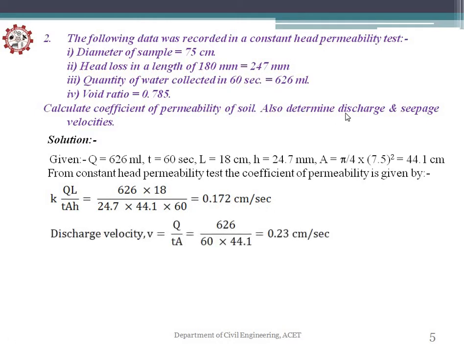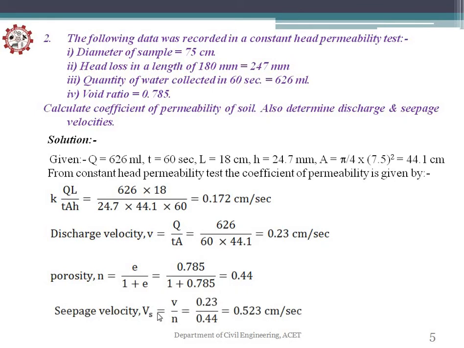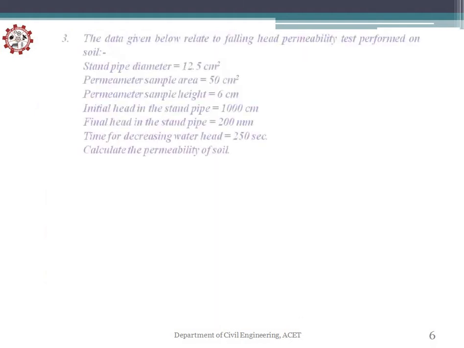Now we need to calculate discharge and seepage velocity. So discharge velocity V will be equal to Q upon TA, that is 0.23 centimeter per second, and porosity N equals E upon 1 plus E. Here directly void ratio is given to you as 0.785. Substituting, it is coming to you as 0.44. Therefore seepage velocity Vs will be V upon N, which comes to 0.523 centimeter per second.